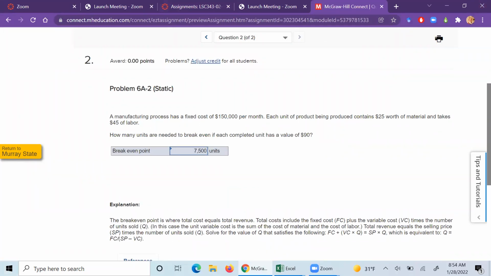It says a manufacturing process has a fixed cost of $150,000 per month. Each unit of product being produced contains $25 worth of material and takes $45 of labor. The only thing about this problem is those are both variable costs, so we have to add those together to get our variable cost per unit. And we're looking for a sales price of $90.